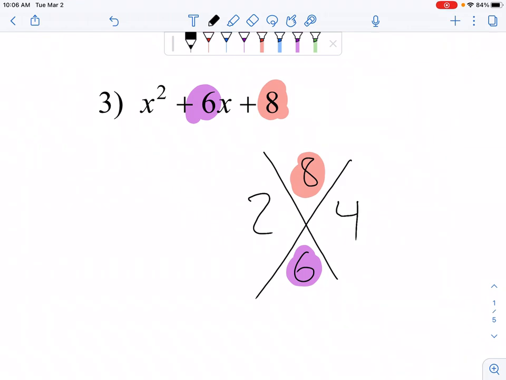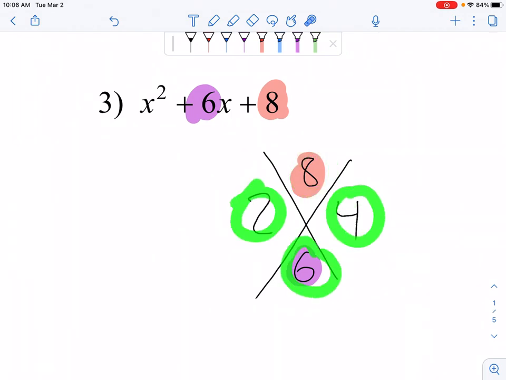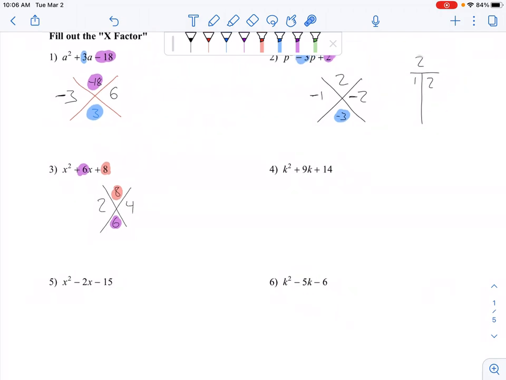And so just going to check my signs. 2 times 4 makes 8. That's good. 2 plus 4 makes 6. So that's what I needed there, 2 and 4.